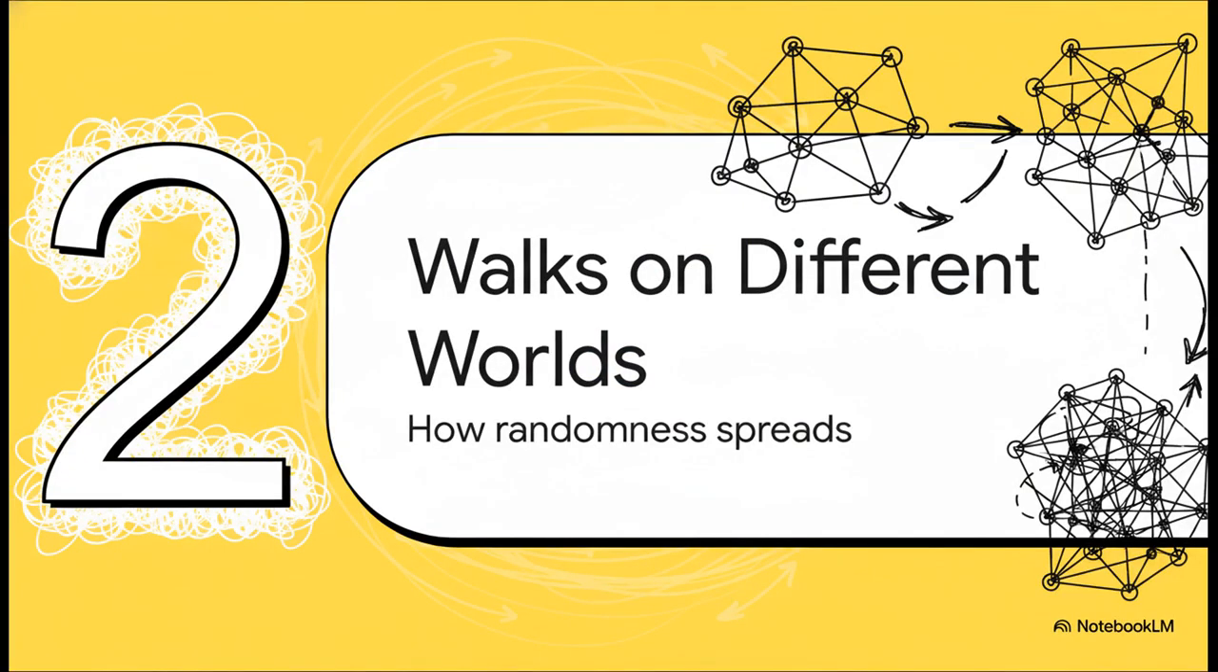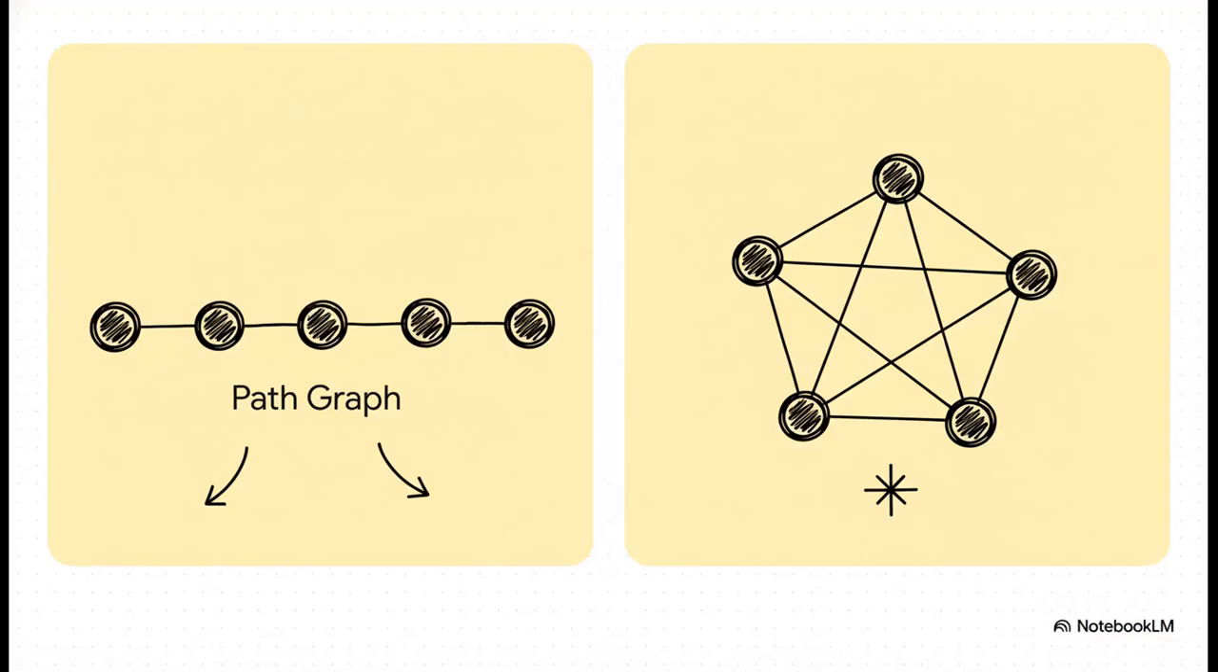Okay, so to really get a grip on this idea of mixing, let's try to visualize it. Imagine it's like a random walk on a network, or what a mathematician would call a graph. And as you'll see, the structure of that world, the way it's laid out, dramatically changes how fast randomness can spread. So let's check out 2 really extreme examples to see what I mean. On the left, we've got something called a path graph. Think of it like a single long street. One way in, one way out. And on the right, that's a complete graph. Now imagine a city where every single building has a direct road to every other building, a total web.